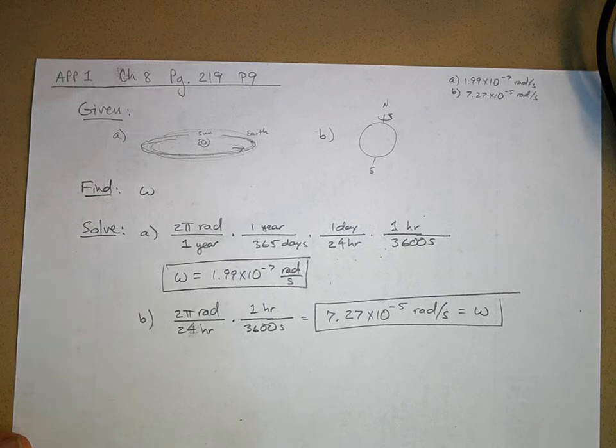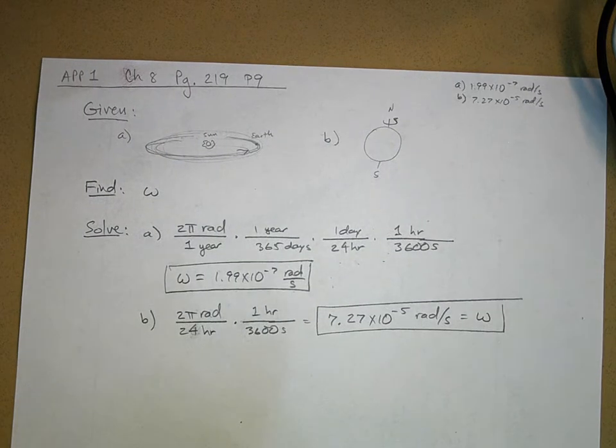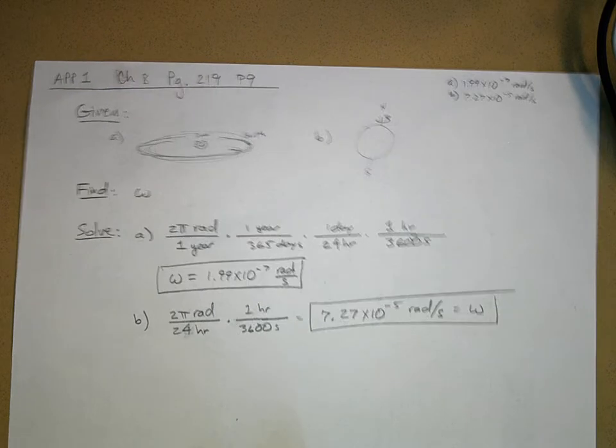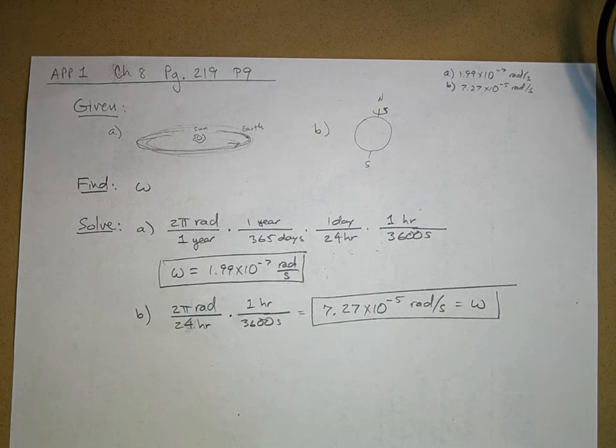But anyway, it's that simple. If you know it's going to make a certain rotation, that's 2 pi radians, and then you do that. Any questions on this problem? Okay. Well, that is... That's good.